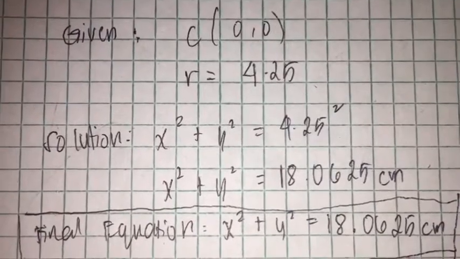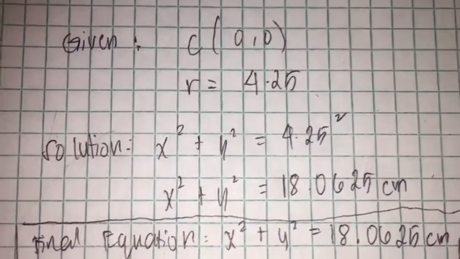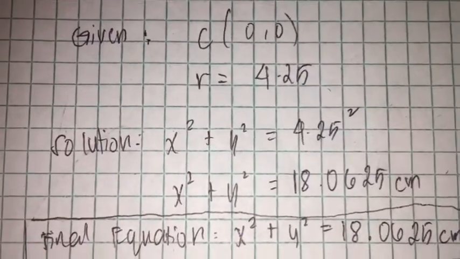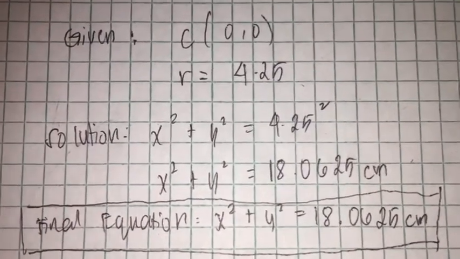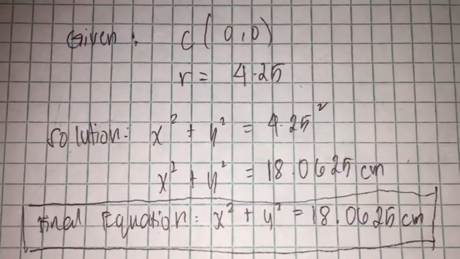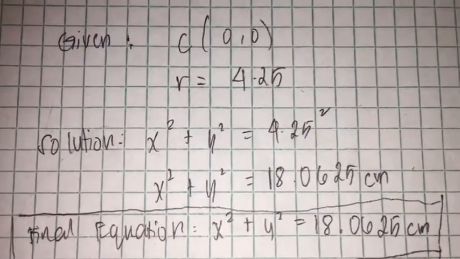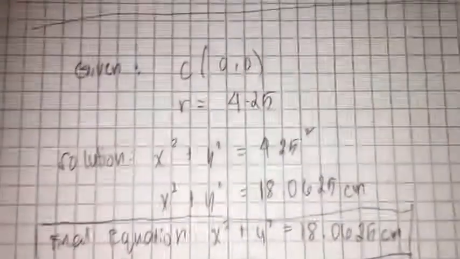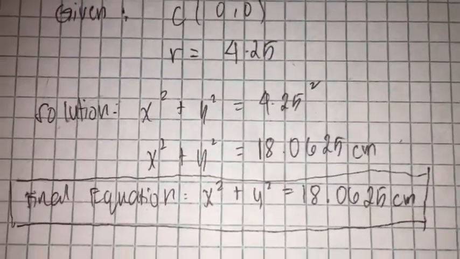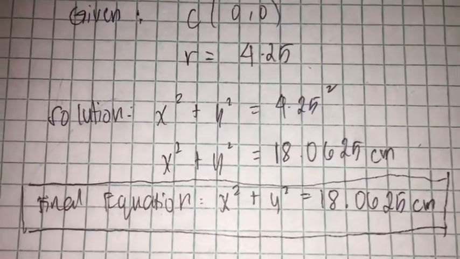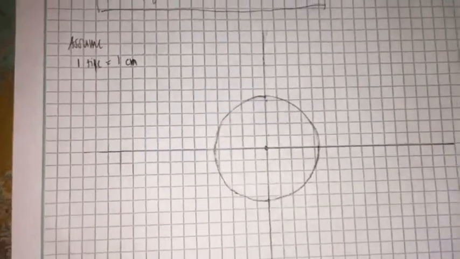So we're just going to substitute the value of our r into the equation. That will be x squared plus y squared is equal to 4.25 squared. 4.25 squared is equal to 18.0625. We're going to copy the rest of the equation and proceed to the next step. And there we have it, our final equation, which is x squared plus y squared is equal to 18.0625 centimeters. What I'm going to do now is to graph my circle.